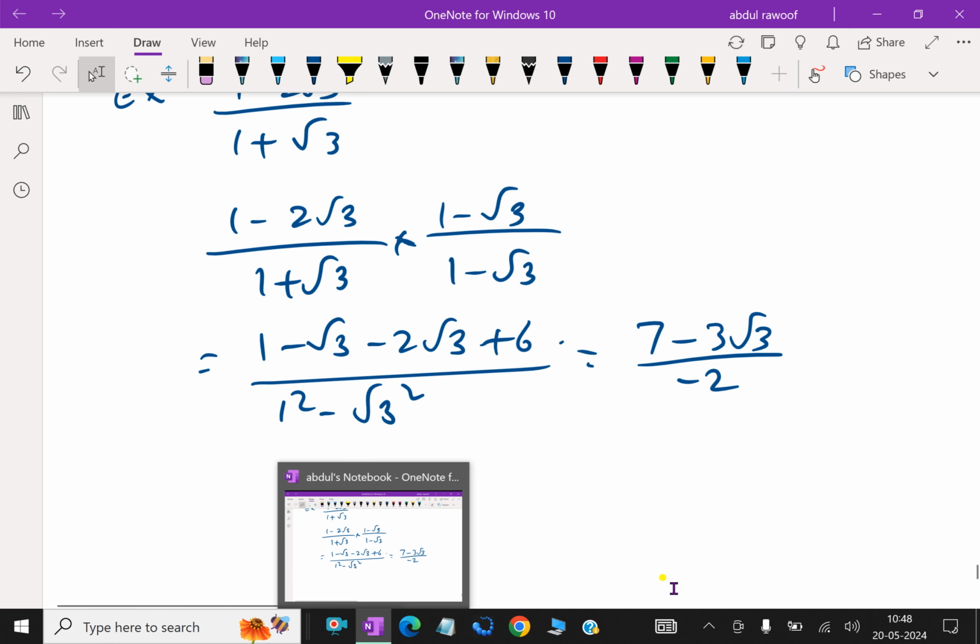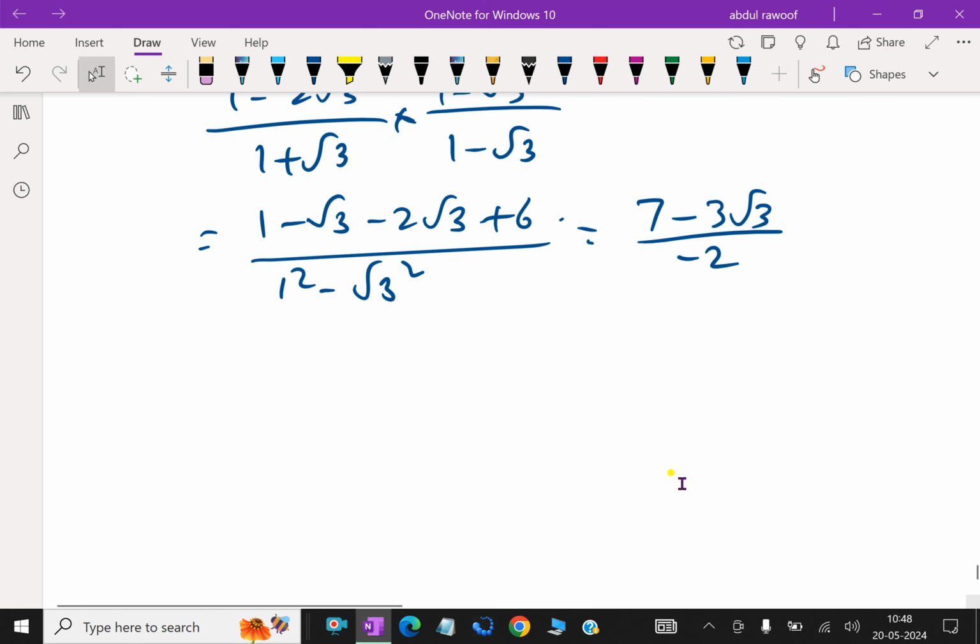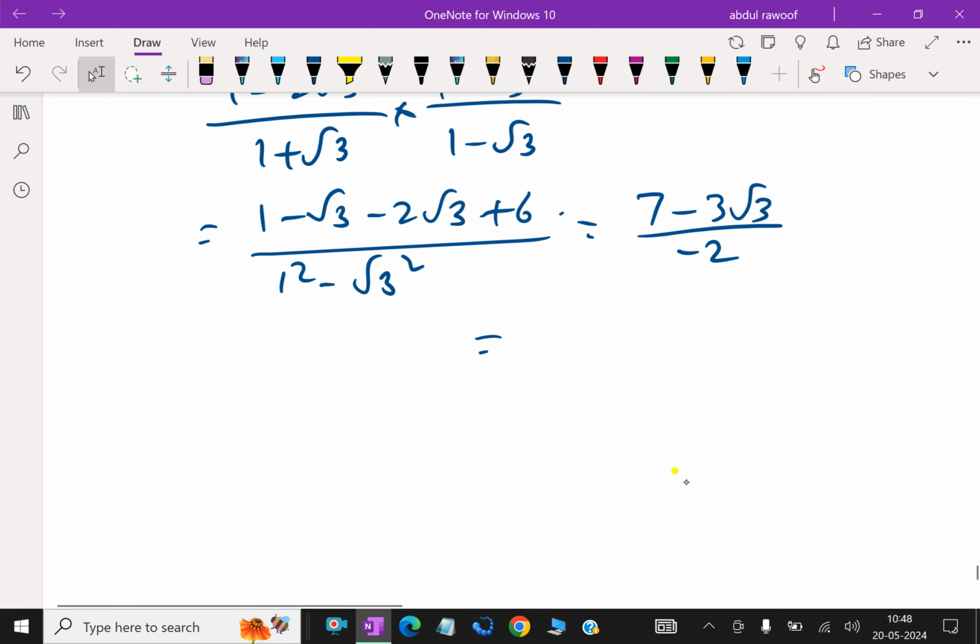Then multiplying by minus on both sides, that means we have to avoid minus in the denominator. So we flip: 3 root 3 minus 7 over 2. Because multiplying by minus on both sides, minus 7, and minus of minus 3 root 3 is plus 3 root 3, over minus 2 into minus 1 is 2.